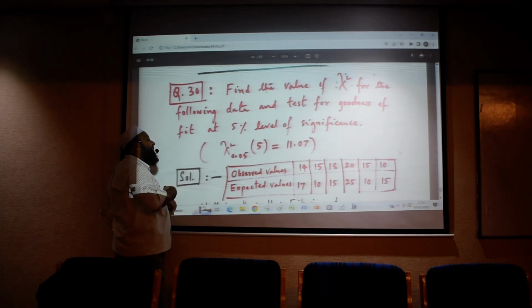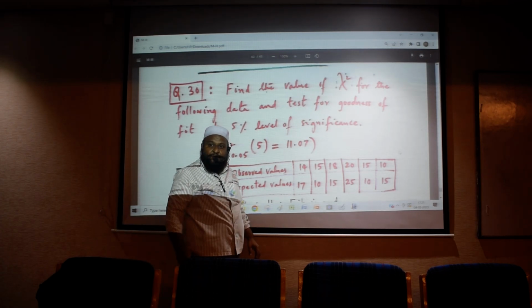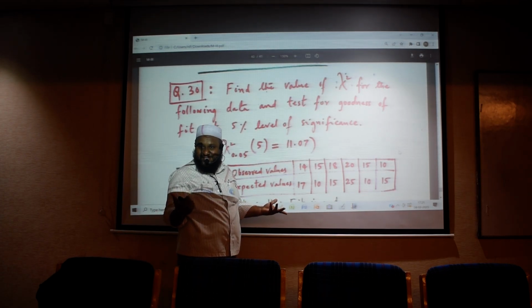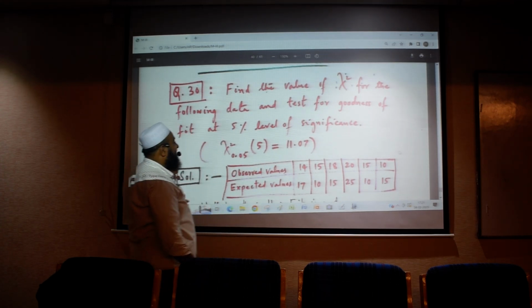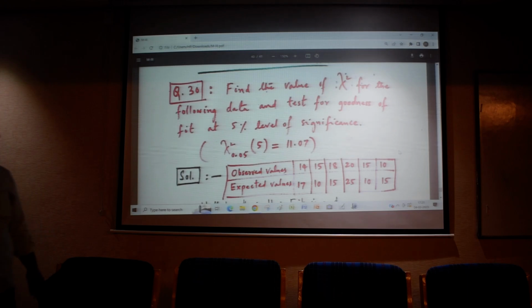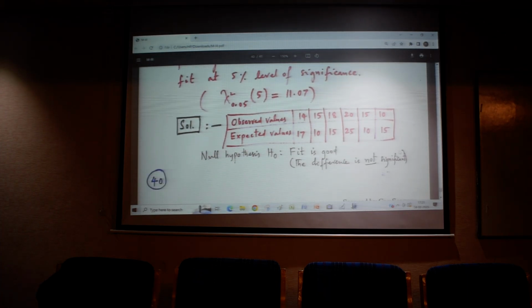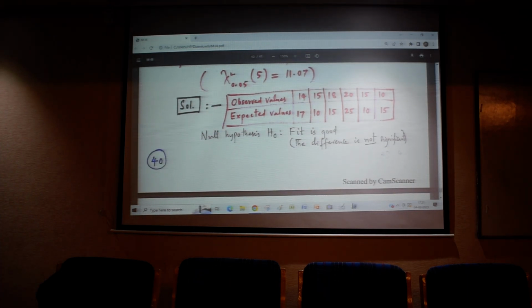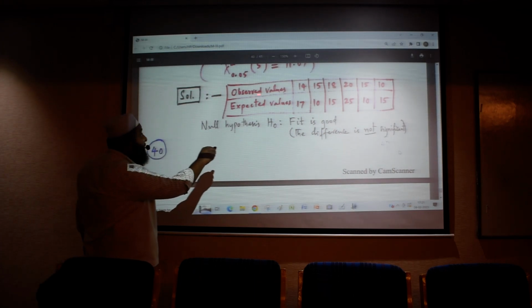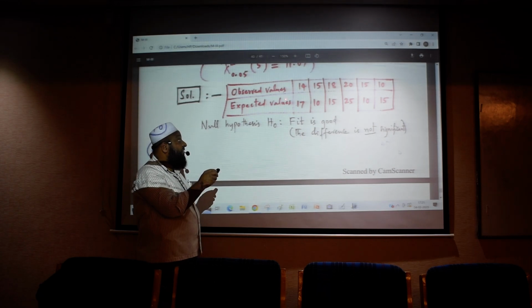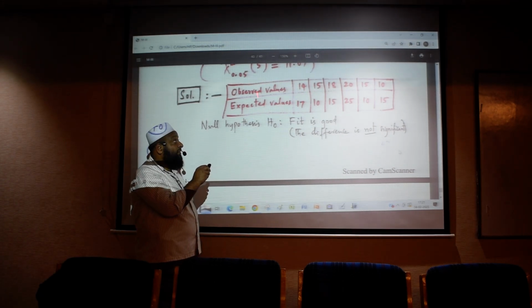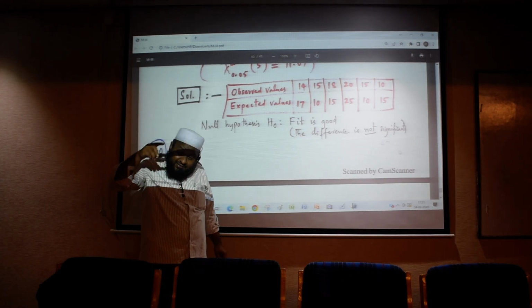Don't think that the solution is where we are writing the observed values, and from where we are writing that may be a question. Actually, this is a part of the question. Understood the point? Observed values are given and expected values. These observed values are practical values. It is observed. Theory says some values. What theory comes in that one? That is the chi-square test.